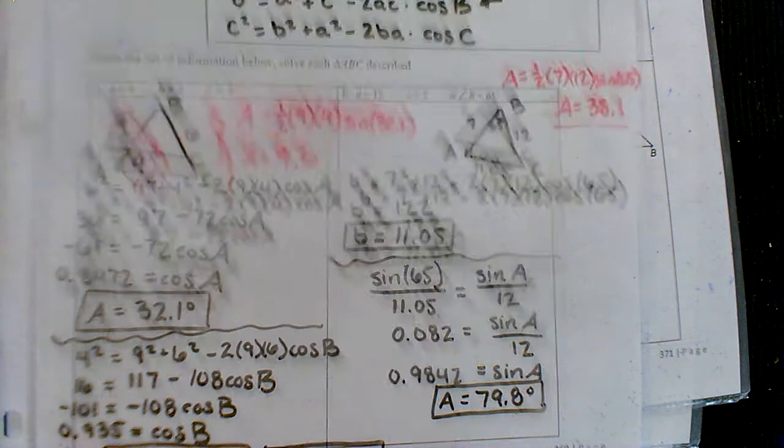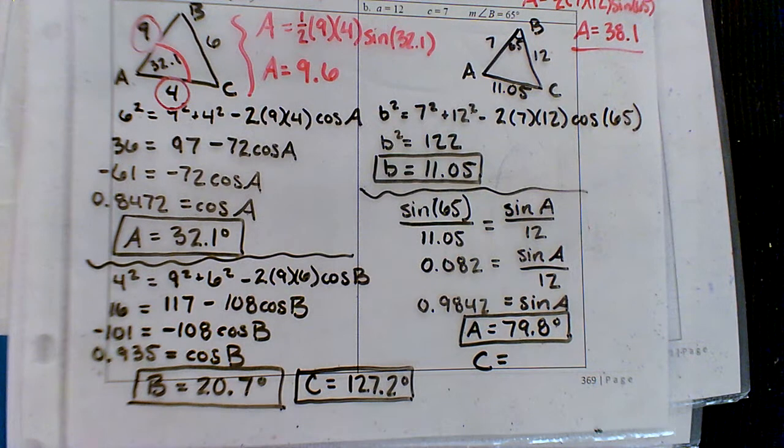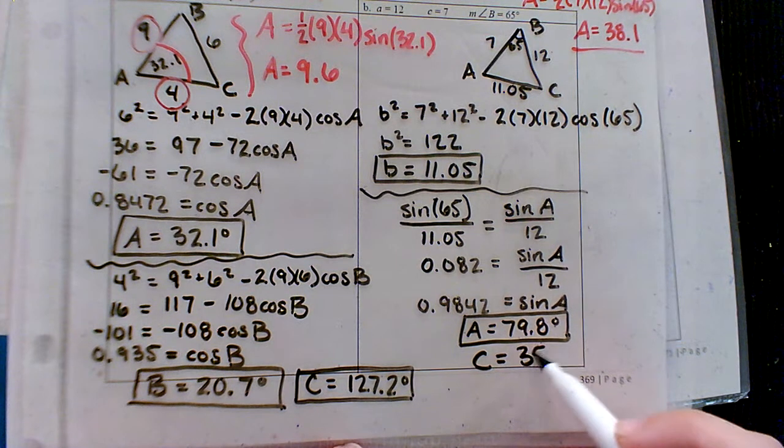So angle C should be really easy for us because now that we know two angles, we could just subtract them from 180 to figure out the missing one. So it looks like we get 35.2.